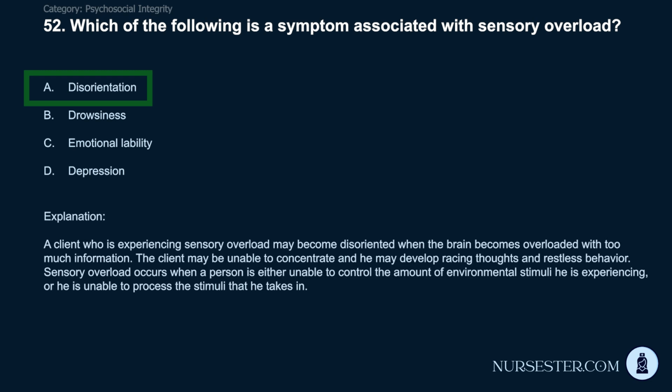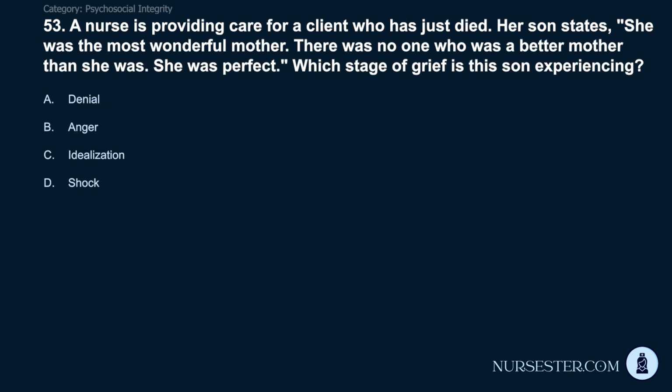Disorientation. A client who is experiencing sensory overload may become disoriented when the brain becomes overloaded with too much information. The client may be unable to concentrate. He may develop racing thoughts and restless behavior. Sensory overload occurs when a person is either unable to control the amount of environmental stimuli he is experiencing, or he is unable to process the stimuli that he takes in.